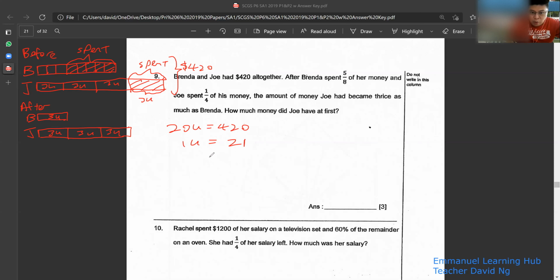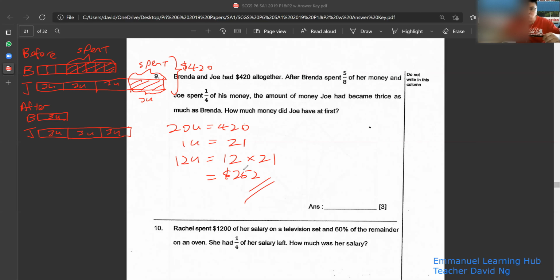Then how much did Joe have? Whenever you find out 1 unit, you go back to the question. What is the question saying? The question is asking, how much did Joe have at first? So Joe at first is this one, so it's 12 units. So 12 times 21. Again, you ask good friend calculator. It will tell you it is 252, because this is a paper 2 question, you can use a calculator.